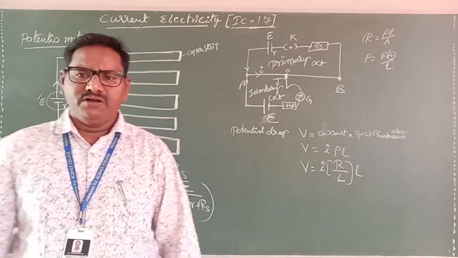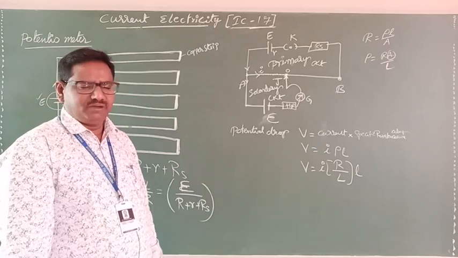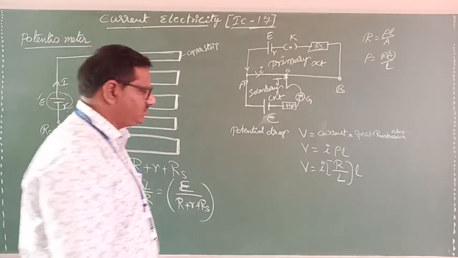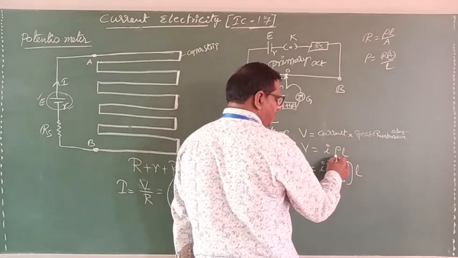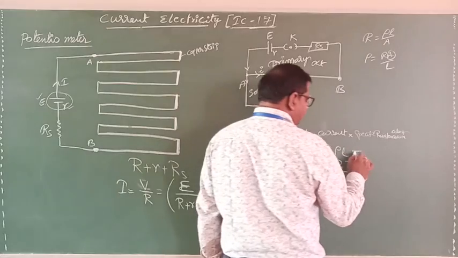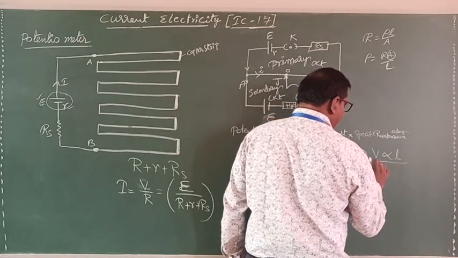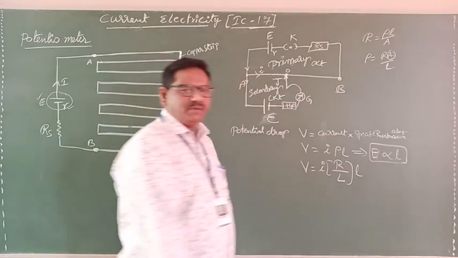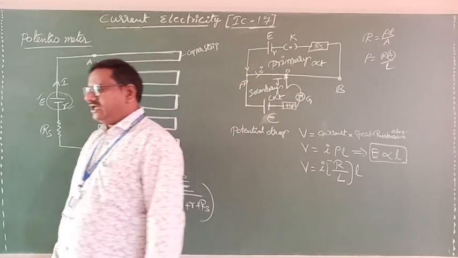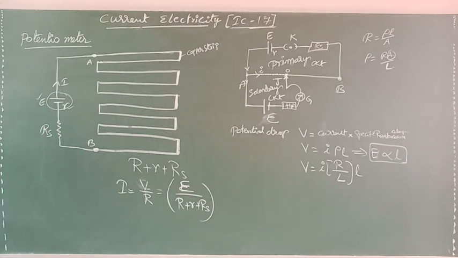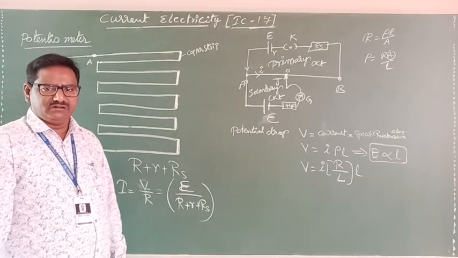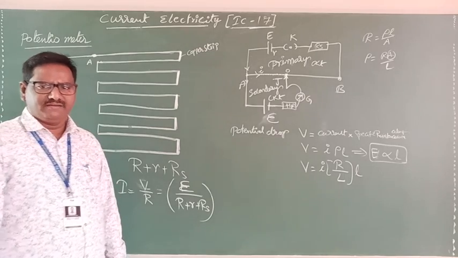This is the potential drop in the potentiometer. With this help, we measure the EMF of a cell. If I and rho are constant, how can you write by using this one? V is proportional to L. This is the principle. This V we will write as E. This is the principle of potentiometer: the EMF of a cell is directly proportional to its balancing length. Clear?